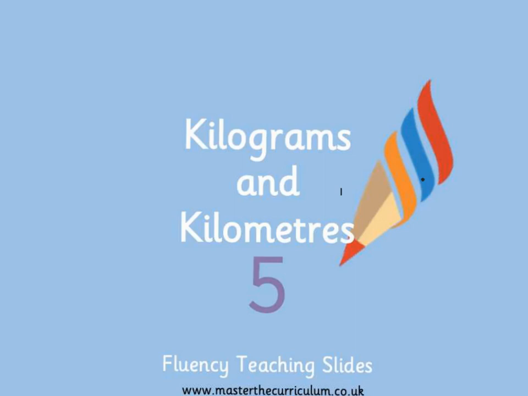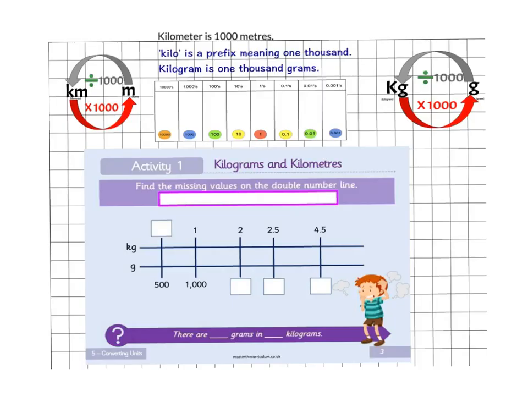Okay, so we're going to start a new unit of work in maths, and that is converting units of measurement. So step one is about kilograms and kilometers. Kilo is a prefix meaning 1,000. So we have kilometer, which is 1,000 meters, and we have kilogram, which is 1,000 grams. So kilo, prefix for 1,000.